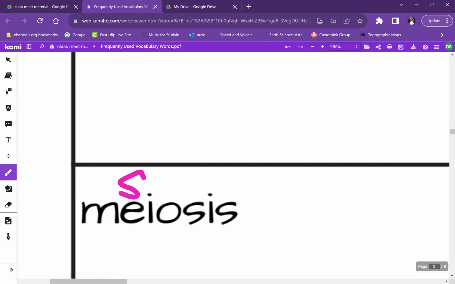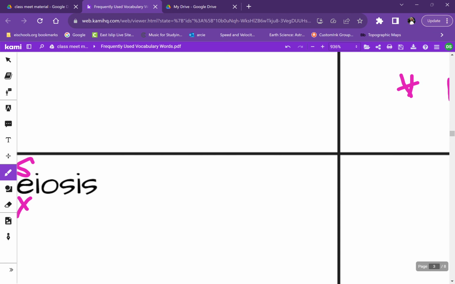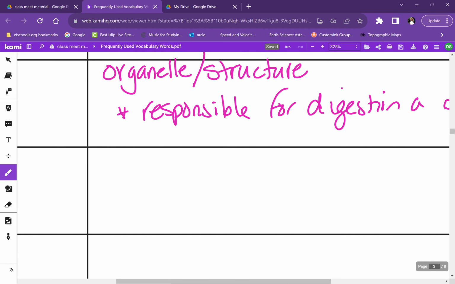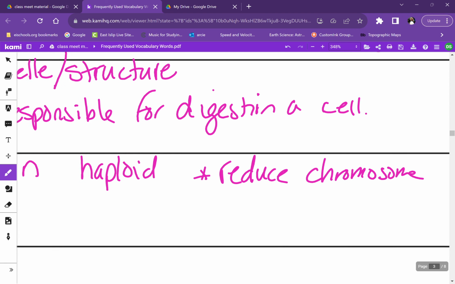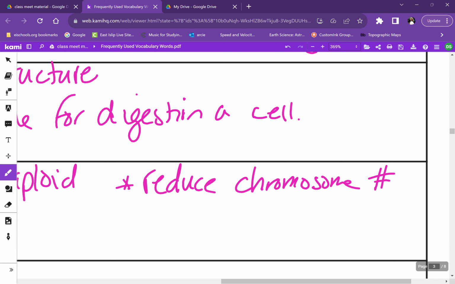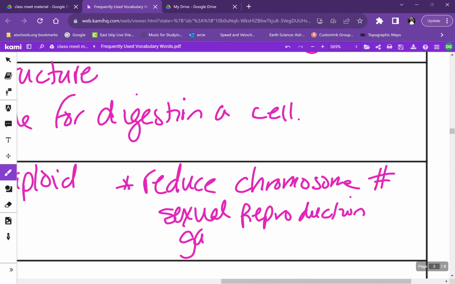Okay, next word is meiosis. Remember, meiosis makes your sex cells. What happens in meiosis, we will go from 2N down to N. We are now haploid. It reduces chromosome number, and this is for sexual reproduction. You're making gametes, and they are sperm and egg.